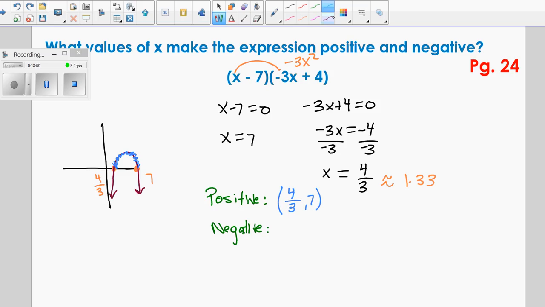And then I'm negative starting all the way on the left over here at negative infinity, all the way until it hits the x value of 4/3. So from the x value of negative infinity to the x value of 4/3, it stops being negative, starts being positive, and then at the x value of 7, it starts being negative again, all the way over here to positive infinity. So, parentheses again, and I have 2 intervals, so I combine them with this union. And there's my 3 intervals. Negative at 2 of them, positive at 1 of them. Alright?